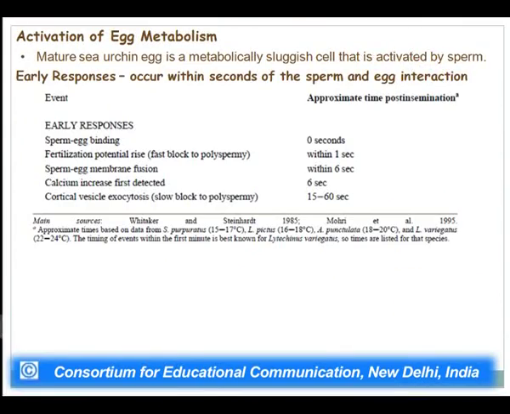So, fertilization is not just a passive process, nor is the egg passively participating, where the sperm will come and put its nucleus inside the egg, the nuclei will fuse and the genetic mixing will be there. It is much more a dynamic process as far as the egg is concerned. So, the mature sea urchin egg is usually a metabolically sluggish cell that is activated by sperm. So, the activation of egg metabolism is an important accomplishment that is the result of fertilization, which will cause further development to take place.